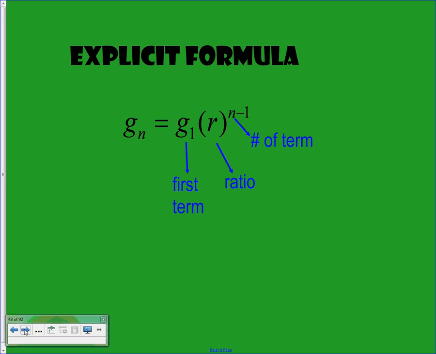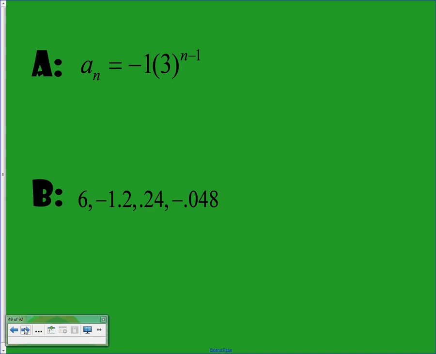Again, we have two different formulas. The explicit formula was just a straightforward one, which meant you could just plug in the number of the term you're looking for and figure it out. G sub 1 still stands for your first term, r stands for the ratio which you're multiplying by, and n is the number of the term that you're looking for. So if we look at example A, it says find the first four terms in this sequence.